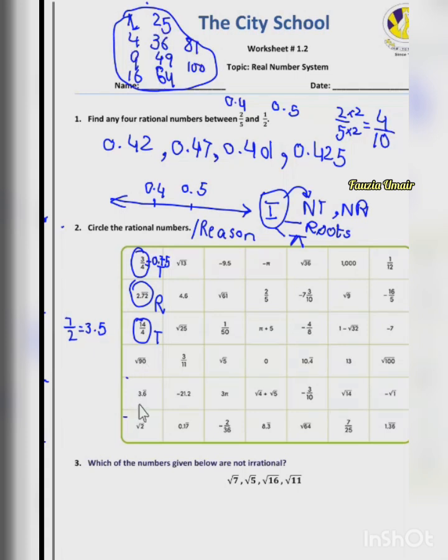So next is 3.6 with a bar. So what kind of decimal is this? Recurring. It's a recurring decimal. It means it's a rational number. Next is square root of 2. We already know that these are the 10 numbers which are solvable. So square root of 2 is not in them. So it means this is irrational.